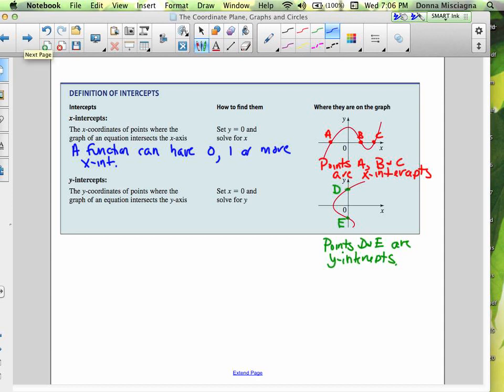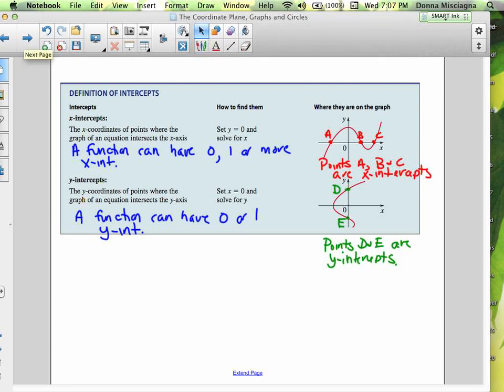In terms of y-intercept, a function can have 0 or 1 y-intercept. There are some graphs that have no y-intercepts. If you remember back to the graphs of log functions, they don't have to have a y-intercept unless they're shifted right and left. But a function cannot have more than one y-intercept because otherwise it will fail the vertical line test.